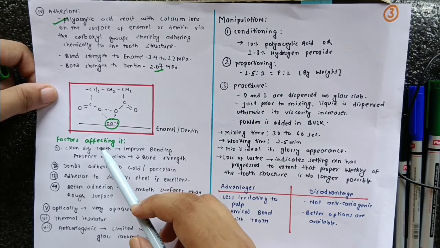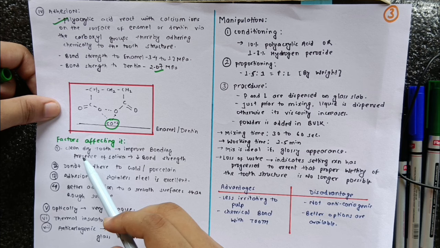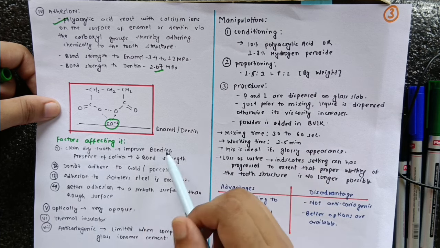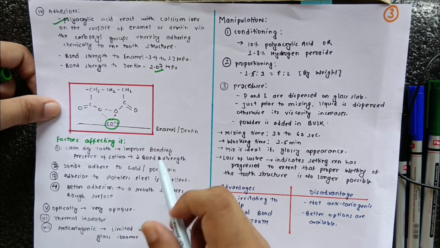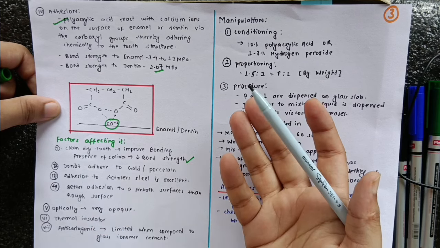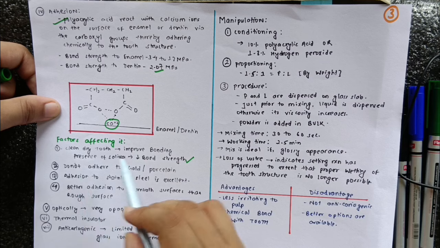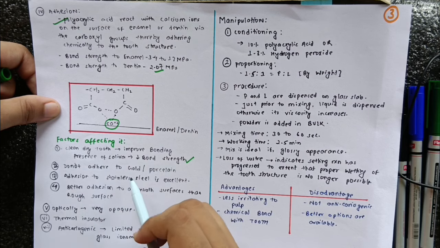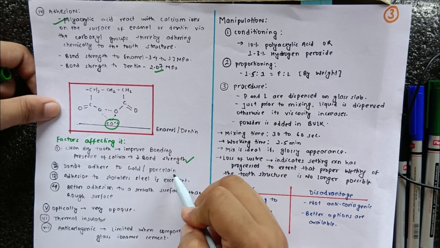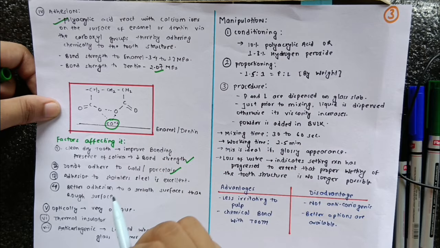After that, the factors affecting it: what are the factors that would affect this adhesion? A clean and dry tooth should be there, so that improves the bonding, and presence of saliva would decrease the bond strength. If there is any kind of other foreign particles, then it would decrease the strength of the cement. So you should remember this. It does not adhere to gold or porcelain. And adhesion to stainless steel is excellent.